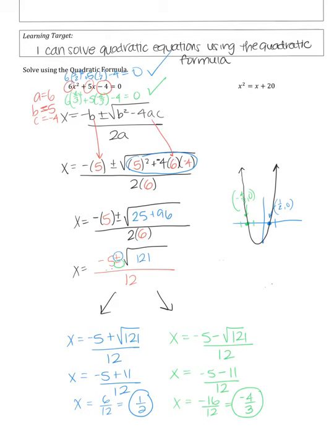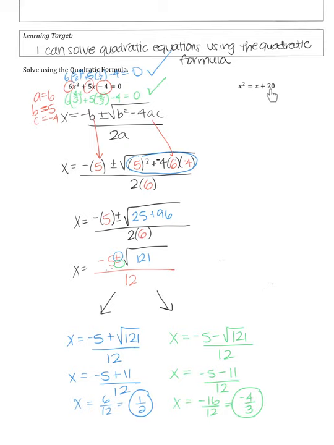These are the two values for x that make our original equation true. They're also the x-intercepts, or the places where the parabola crosses the x-axis. Looking at example number 2, notice that this is not in standard form right now.